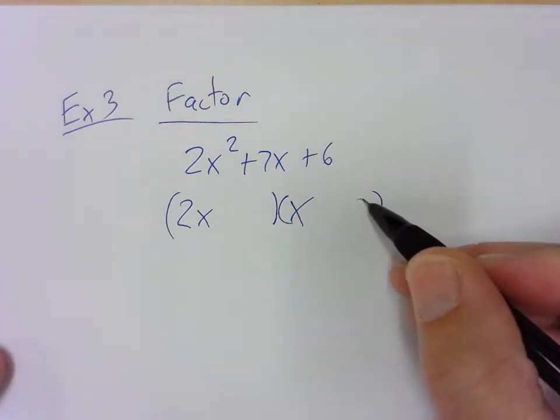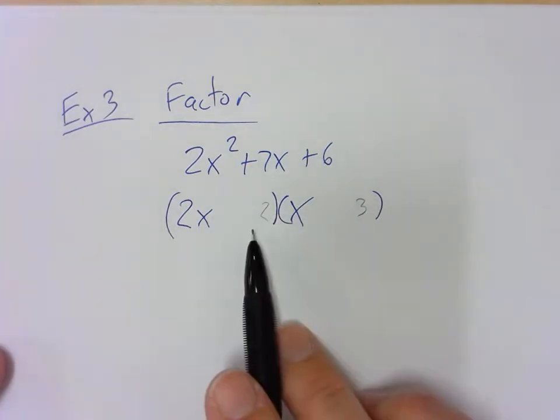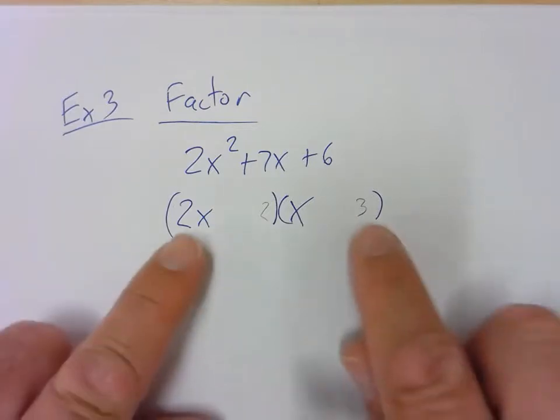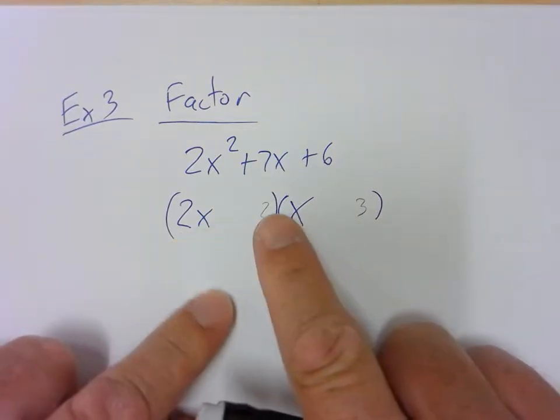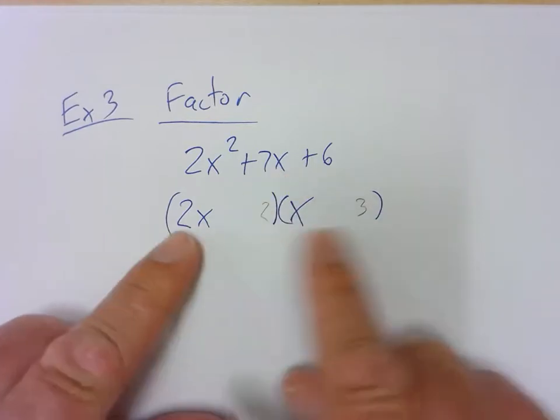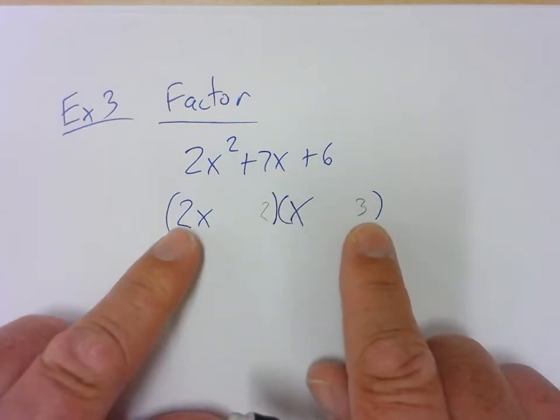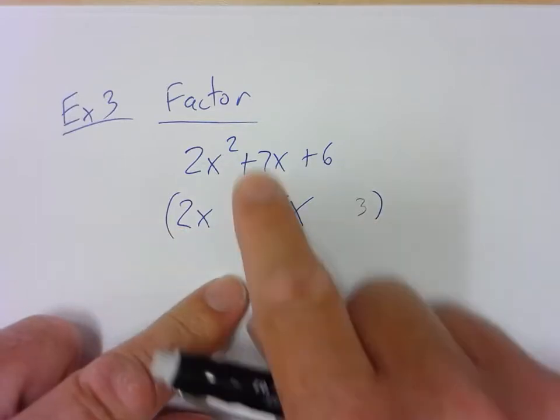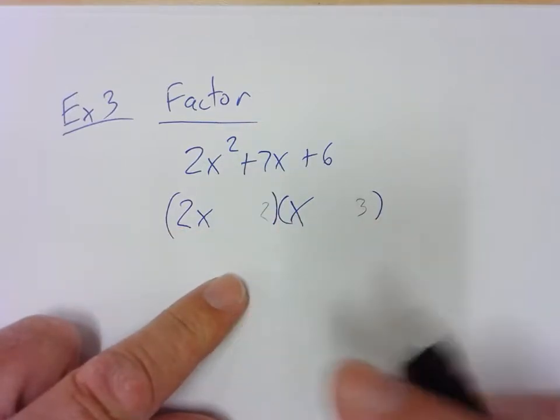If I put 3 over here and 2 here, I did this with pencil. So if I match these up, I get 6x. If I match these up, I get 2x. Well, 6x and 2x won't make 7x. It could make 8x, or it could make 4x, but it can't make 7. So these need to be switched.